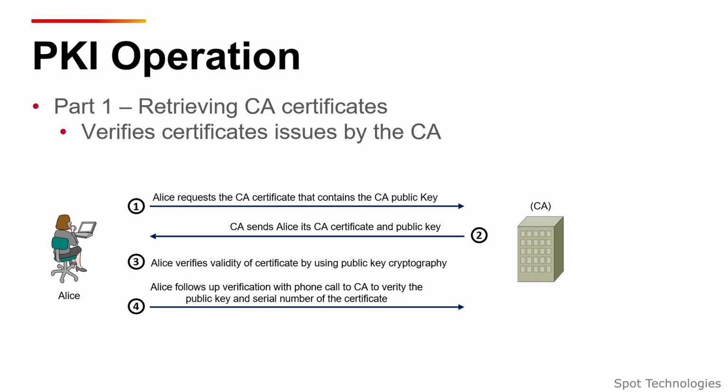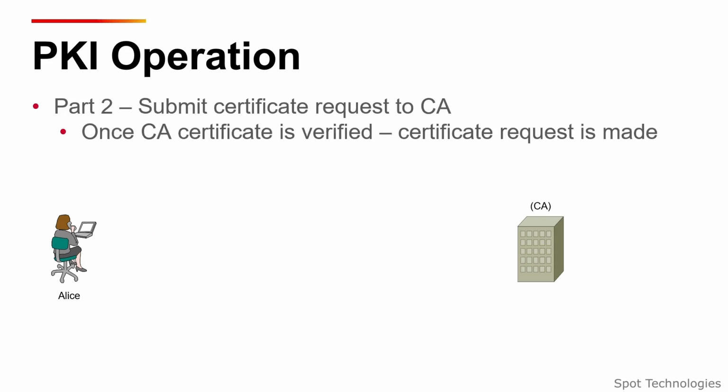In other words, this first part is essentially Alice getting a certificate from the certificate authority for the purpose of validating the certificate authority itself. For part 2, now Alice is actually going to apply for her own certificate from that certificate authority.